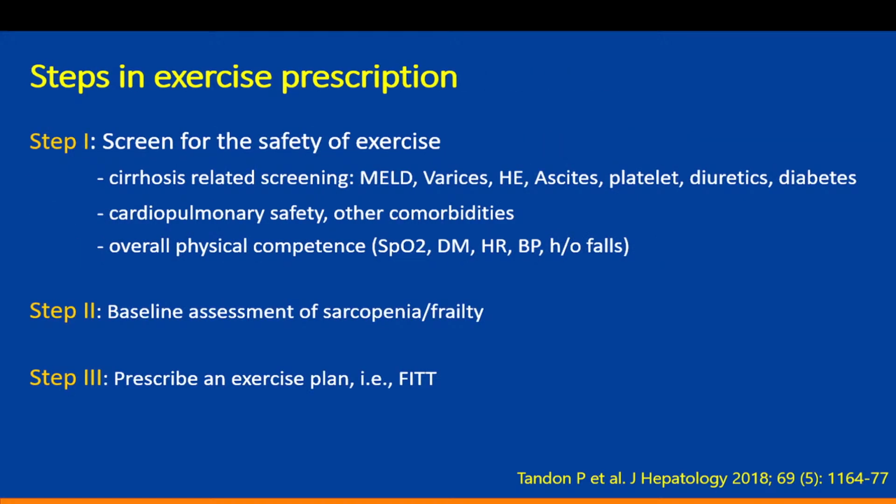So before advising exercise, first we have to screen for the safety of the patient, whether he can tolerate exercise, how much exercise he can tolerate, whether he is likely to develop any complication or not. Then baseline assessment of sarcopenia and frailty, followed by prescription of an exercise plan, which will be covered by the next speaker. I will not go into detail.